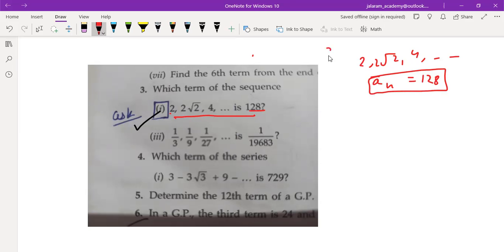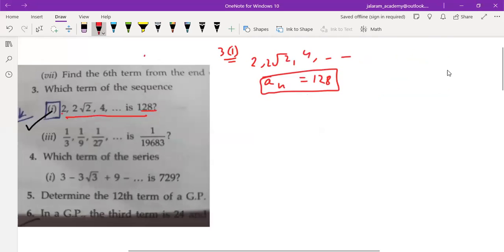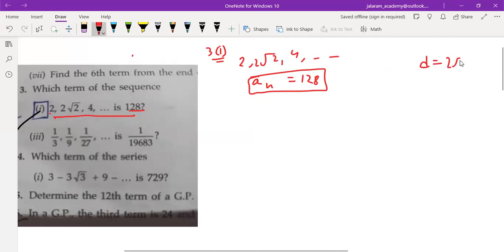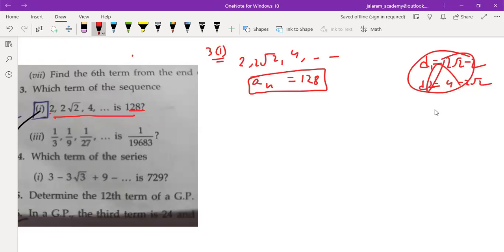We know the method how to check whether it's an AP or not, and how to check whether it's a GP or not. If it's an AP, then the common difference will be equal, and we have to do this in rough. So if we check it in rough, differences are not equal, as d equals 2 root 2 minus 2, and the second difference is 4 minus 2 root 2. These two differences are not equal, means it's not an AP.